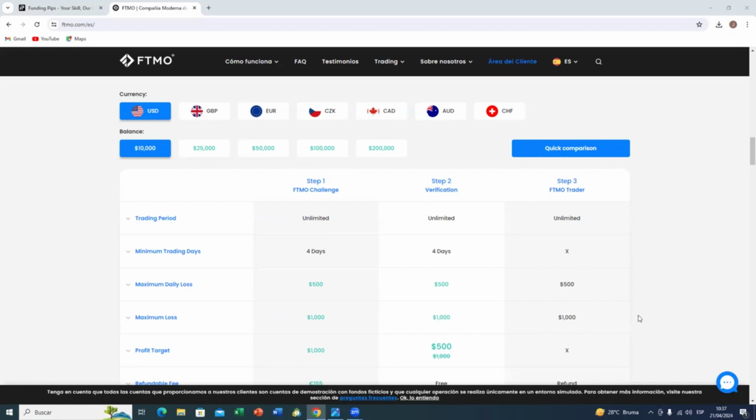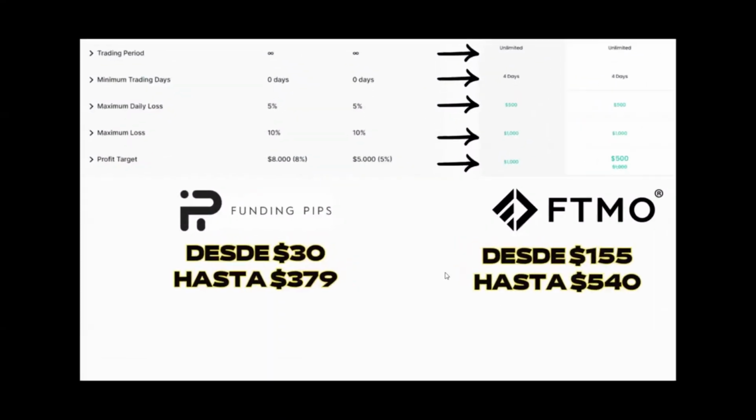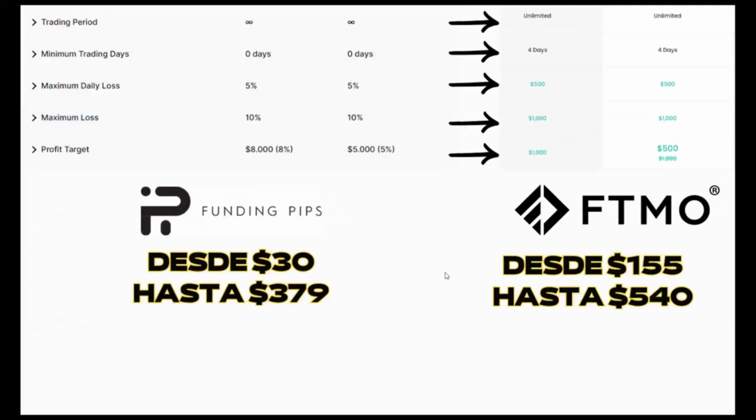And for this, I have made a comparative picture here so that you can observe it more precisely, and then we already have it here. If we look, they are the same parameters. The trading period is unlimited in both funding companies, because we can take as long as we want to pass Phase 1 and Phase 2. Minimum trading days: this means that if I operate only one day, and in one day I pass the phase, in FUNDINGPIP this is allowed. However, in FTMO you must operate at least 4 days for each phase, so there is a difference. You can see it below.